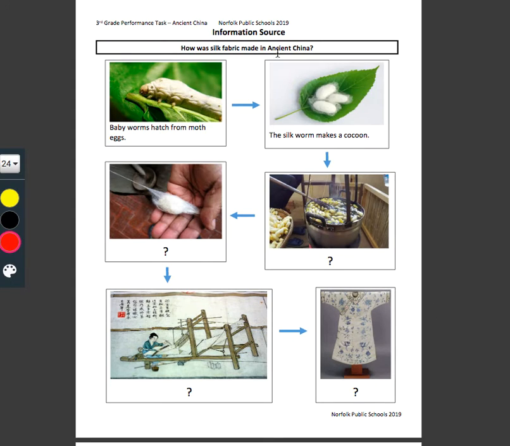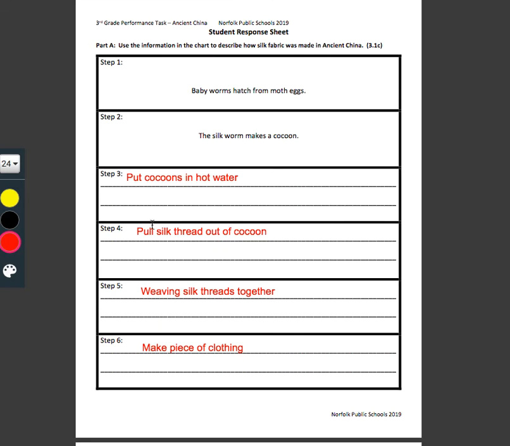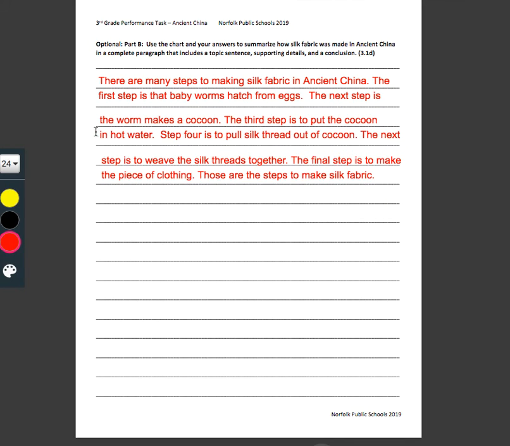So it'll start off with the chart up here. Some of it will be filled in, some of it will not be. The main thing is we're going to be answering the question at the top. So how was silk fabric made in ancient China? And we used our steps to fill in our chart. Then we used our chart to make our sentences. The only sentences that did not come from the chart were our topic sentence and our conclusion sentence. Topic sentence just explains what the paragraph is going to be about, and then I just copied my chart down. And then my conclusion is just summarizing what everything's about. So it was very simple, as those are the steps to make silk fabric.